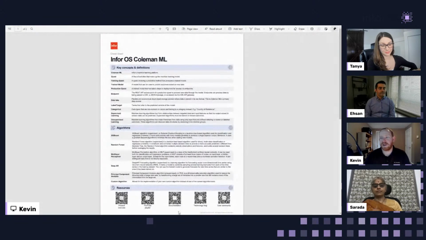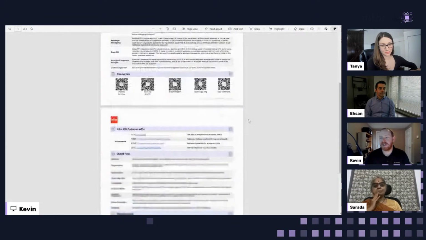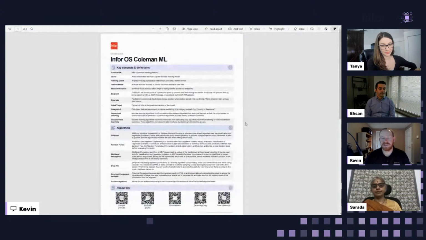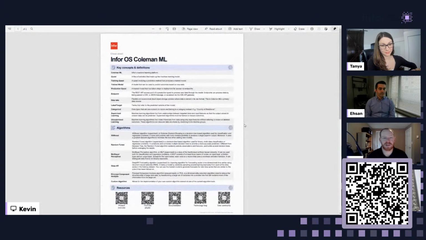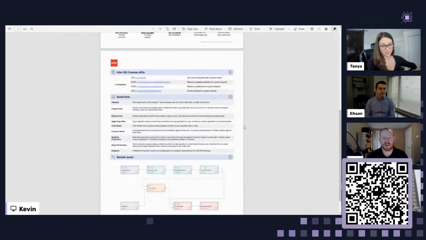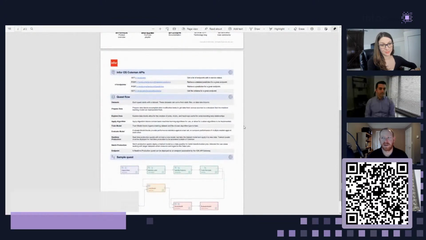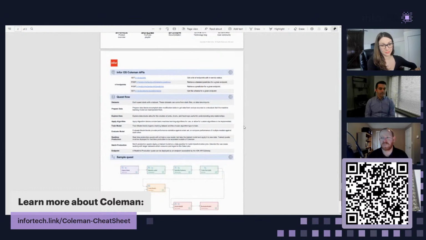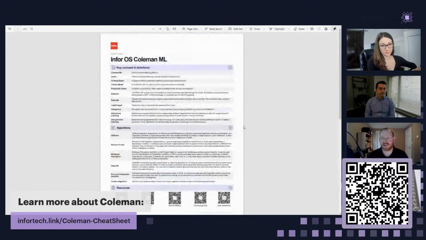All right, so we've got a quick and easy cheat sheet. A nice two-pager here. It deals with a lot of definitions, types of algorithms that you can access in our platform, some information about how to access the models via the API gateway, and a template for how to design your quests. As far as other resources, we have a technology YouTube channel that is great.